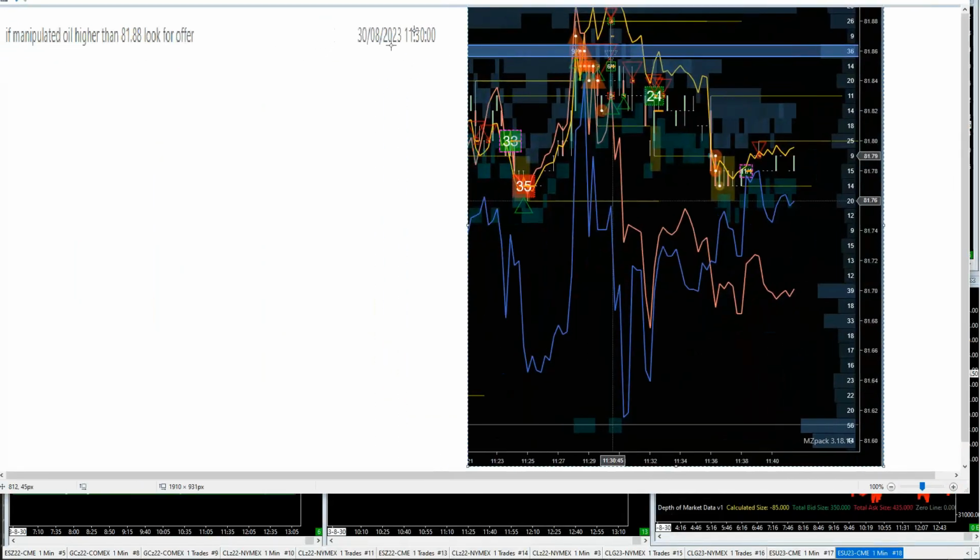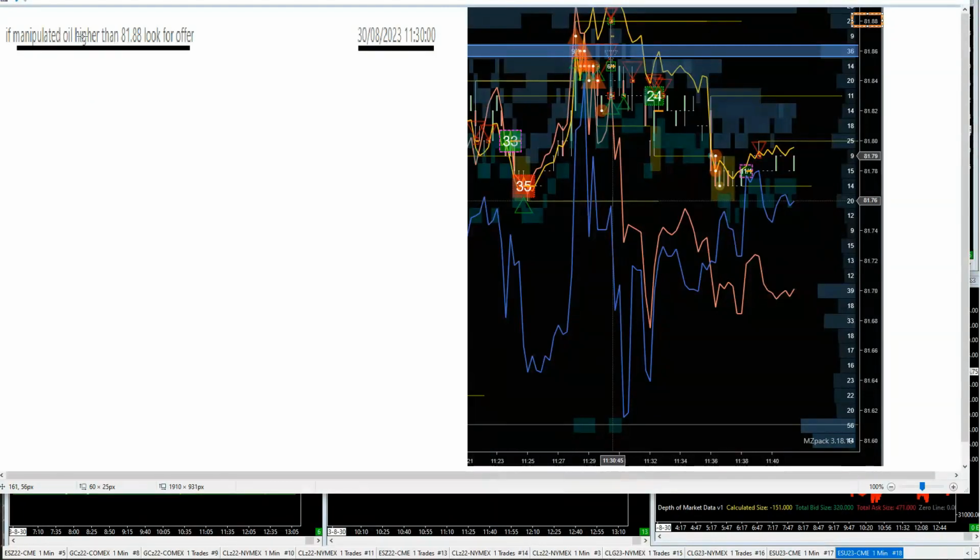So I've taken another screenshot of another JRT. If manipulated oil higher than 81.88, look to offer. 11:30. The top edge was put in at 11:30 and 45 seconds. At what price? Oh yeah. At what price? 81.88. Okay, so we did say if it's manipulated higher than 81.88, we should sell it.